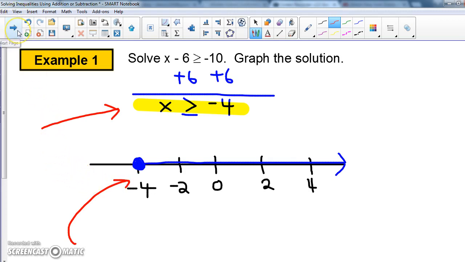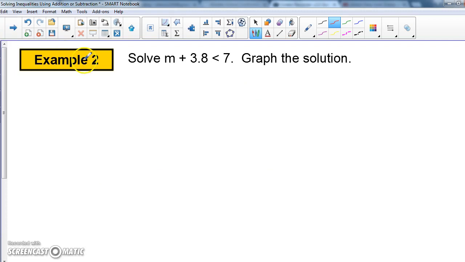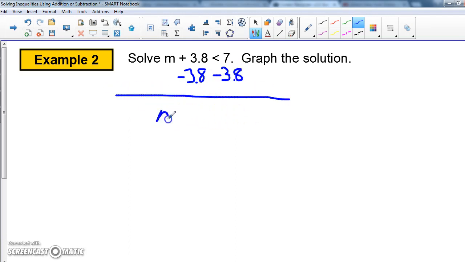Alright, let's look at another one. So this one says solve m plus 3.8 is less than 7. Alright, so same thing. I need to get m by itself. I'm going to go ahead and subtract the 3.8 from both sides. So I subtract it from there, I subtract it from here. And when I do that, I'm left with m on the left. I still have my less than, don't lose that. And then I have to do 7 minus 3.8, and that's going to give me 3.2.